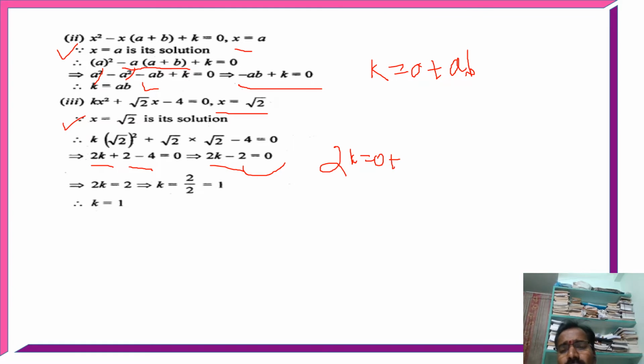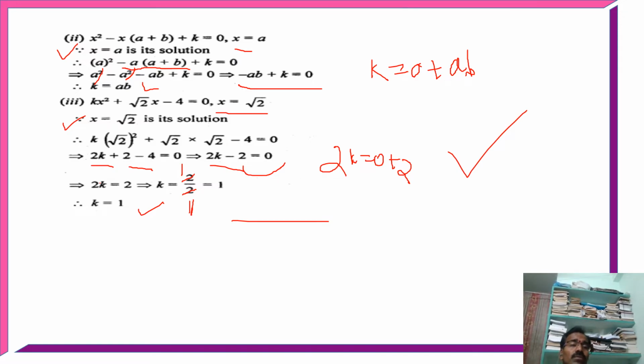Again, 2 is in multiplication over here. If we transpose, it will become division. Multiplication minus becomes plus, plus becomes minus, division becomes multiplication, multiplication becomes division. So 2 by 2 is 1. So the k value is 1. Let us go with the next slide, students. This is the process of how to find the unknown when a root of a quadratic equation is given. Let us discuss one more application on quadratic equations in another slide, students.